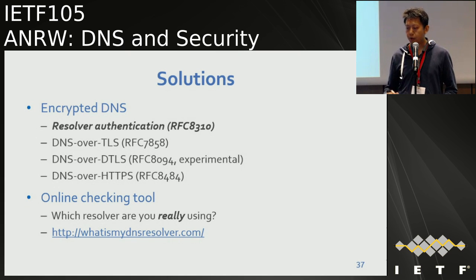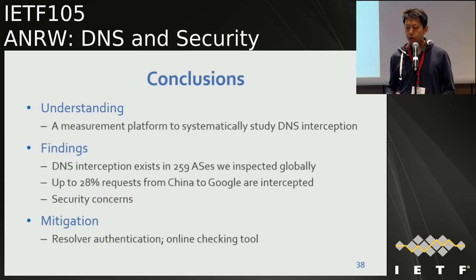And in the meantime, we also provide this online check-in tool. So even without encryption, if you go to our website, you can clearly see who the real DNS recursive resolvers you are using are. And to conclude, we did the first large-scale, end-to-end measurement on this issue of DNS interception based on alternative resolving. And then we have some interesting findings.